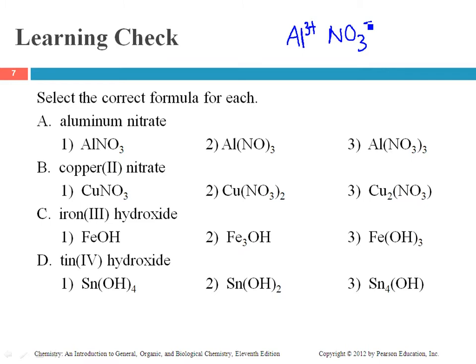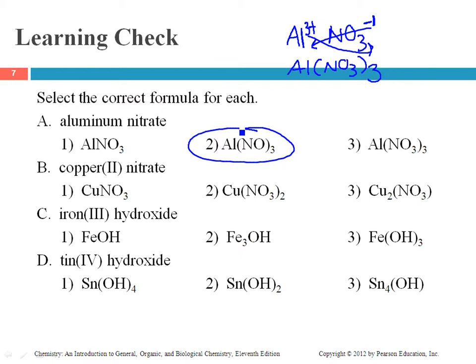Then all I like to do here is swap my numbers. So I end up with Al1, understood, NO3, 3. This 3 comes here. We have to put our polyatomic ion in parentheses, and so our formula should look like number 2.